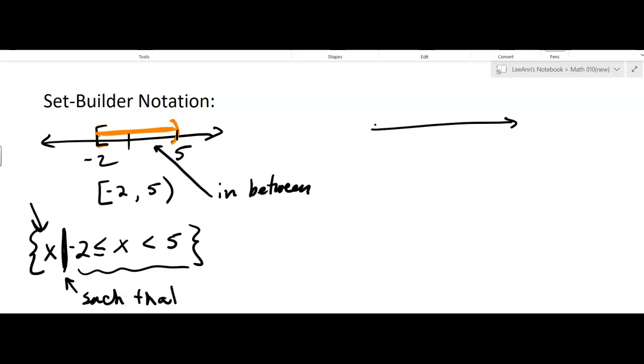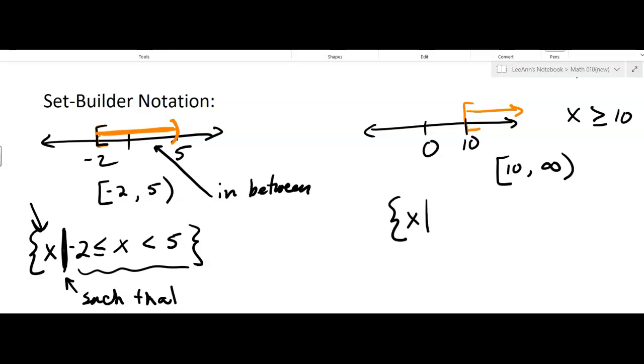All right, let's do another example. Say we have a graph, and we're going to say x is greater than or equal to 10. The way we write that in interval notation is square bracket, 10, comma, infinity. And that's pretty friendly and nice once you get used to interval notation. In set builder notation, it's the set of x such that x is greater than or equal to 10. So it's coming right from our statement, okay? That's how you write it in set builder notation. So you'll see some of that.